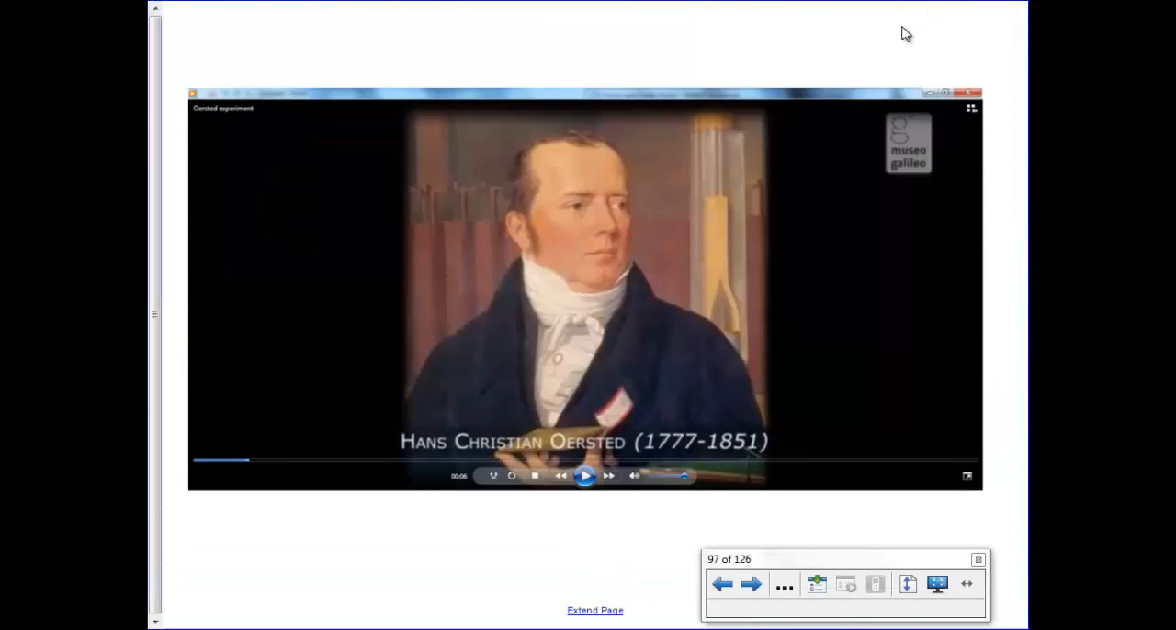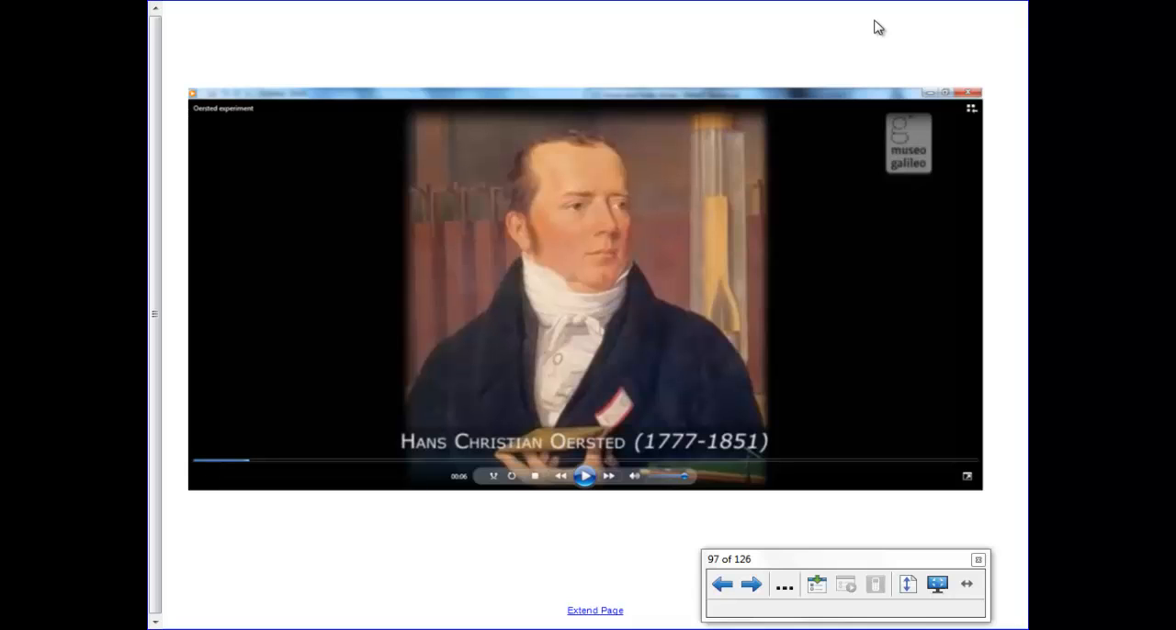That makes sense at all? Basic idea is he hooks up a wire, and he puts the wire parallel to where the compass is going to be, I guess. Really, he should have done perpendicular maybe. We'll talk perpendicular in a second. But he sets up a wire, okay, and then he puts a charge through the wire.